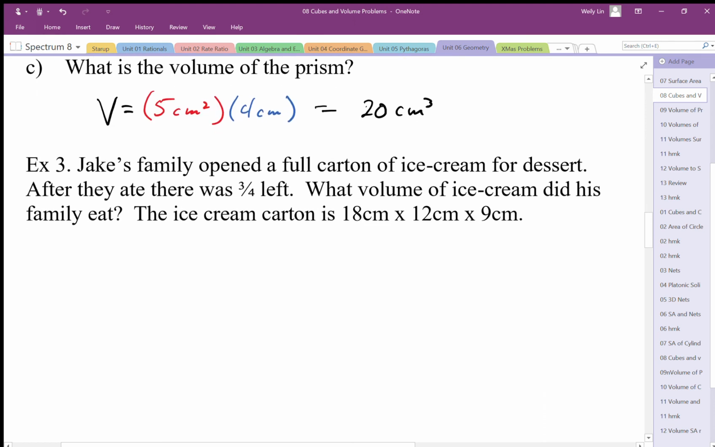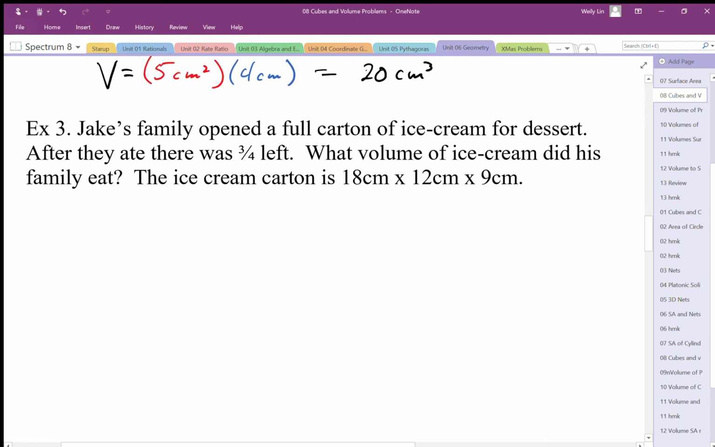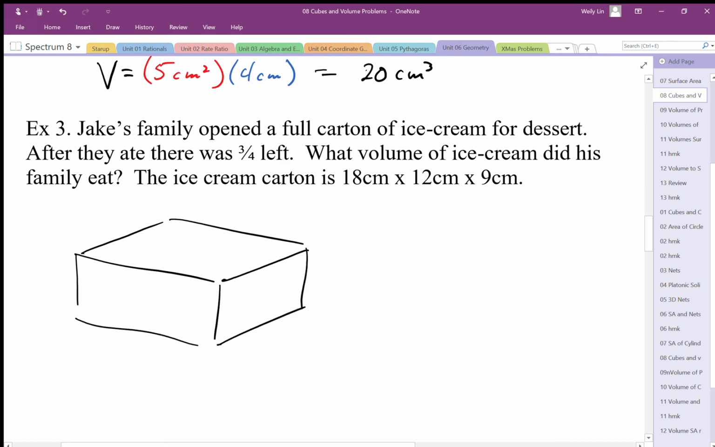So Jake's family opens a full carton of ice cream for dessert. This carton is a rectangular block of ice cream, sometimes you might find these in Safeway. They eat part of it and they're left with 3/4. Let's say it's strawberry. I'm going to do this in pink. So this volume here is what's left. What volume did they eat?